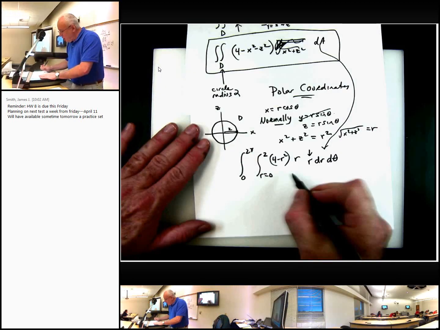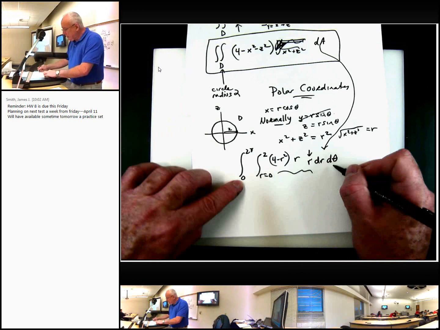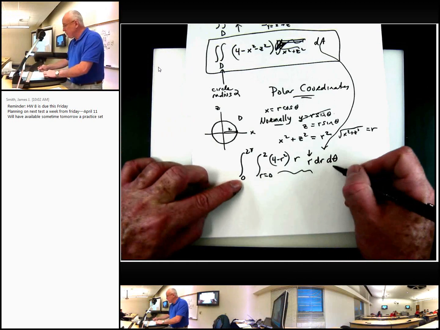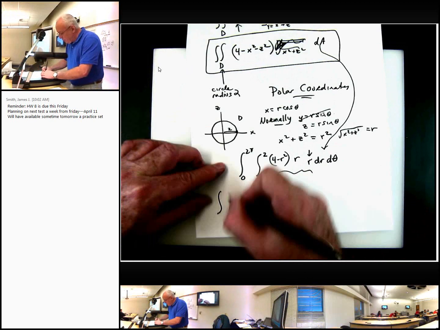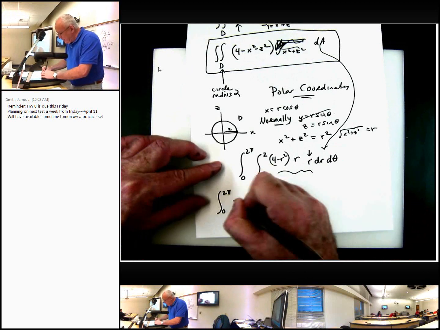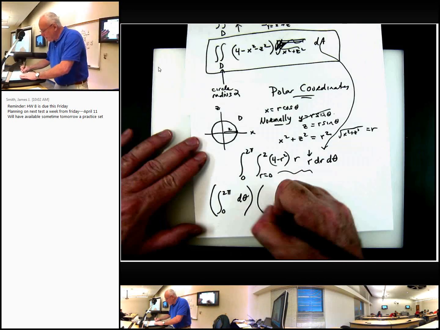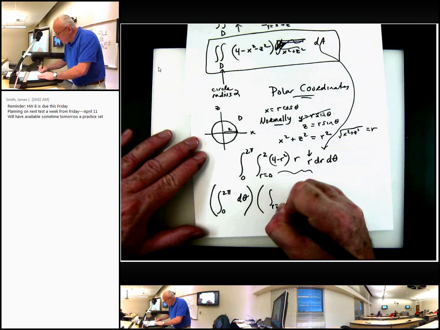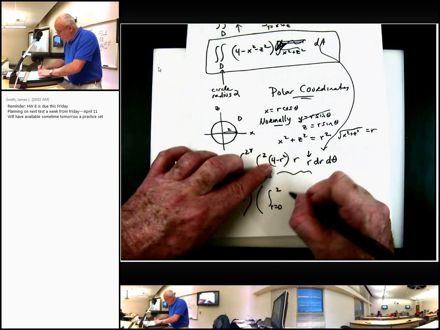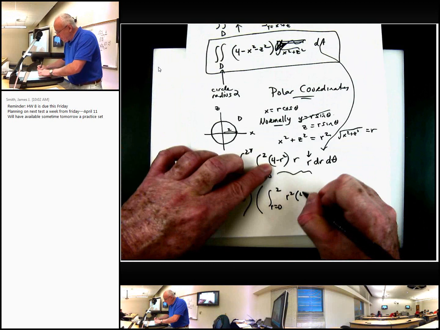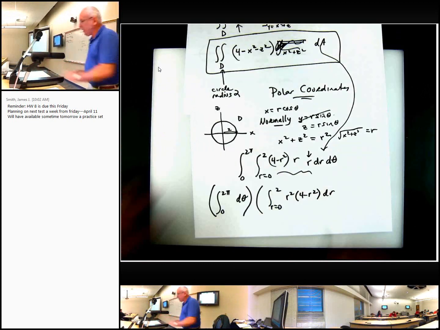So this is just all r stuff. One thing you can do right away here is separate these out into two single integrals. We can just separate here the integral from 0 to 2 pi of d theta as one single integral, and then the other one from r equals 0 to 2 of, what do we have here? r squared times 4 minus r squared dr. All right, like that.